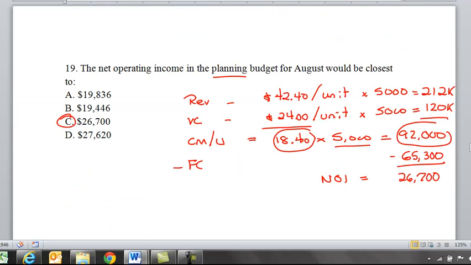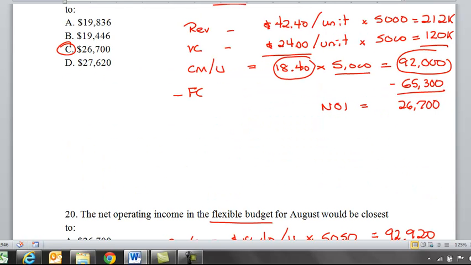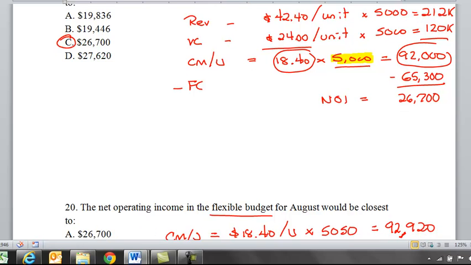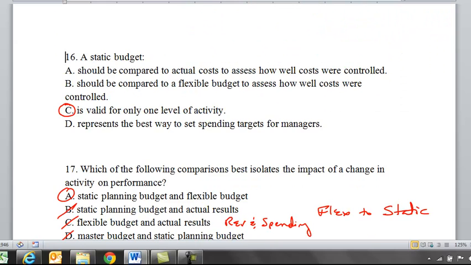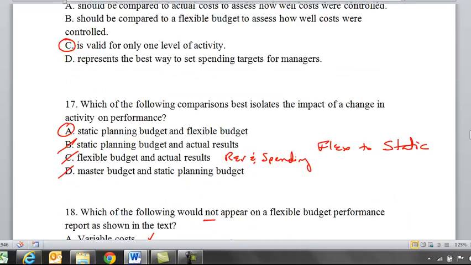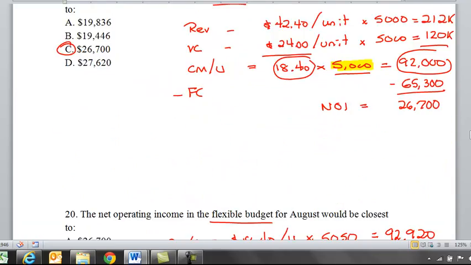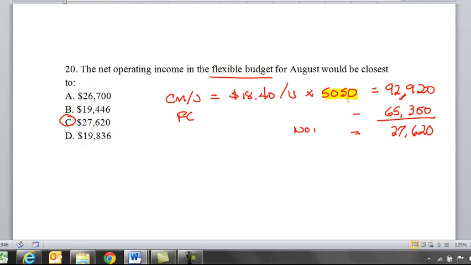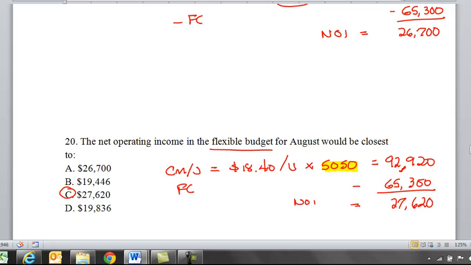In the first problem, we used 5,000 units. In the second one, because the flexible budget does exactly what actual results should be, it increased by 50 units. So we had net operating income of 26,700 when it was only 5,000 units. When we increased it by 50 units, and because fixed cost doesn't change, we have an increase in our net operating income.